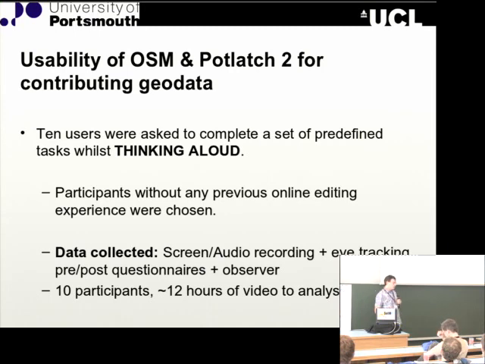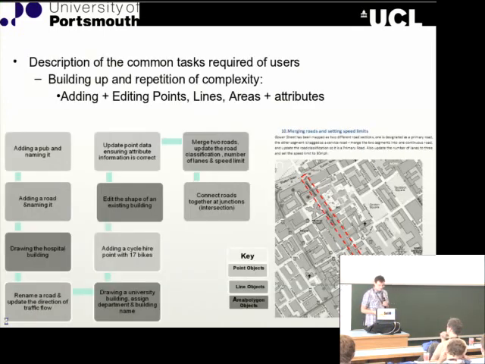Plus, we did eye tracking. Basically, this means we tracked where they look on the screen during the experiment, to see which user interface elements are easy to find and which areas of the screen people look at most often, as well as pre- and post-questionnaires and observer notes.